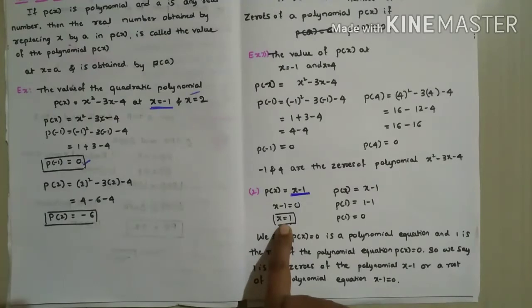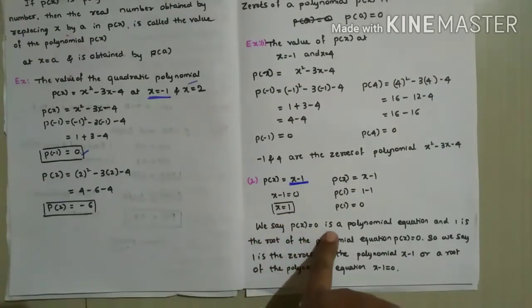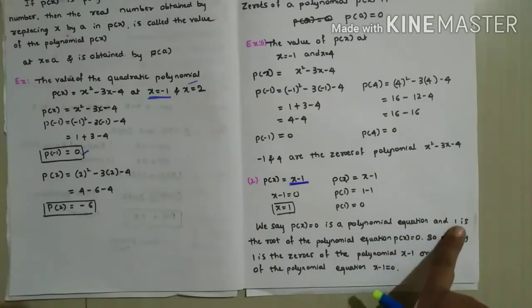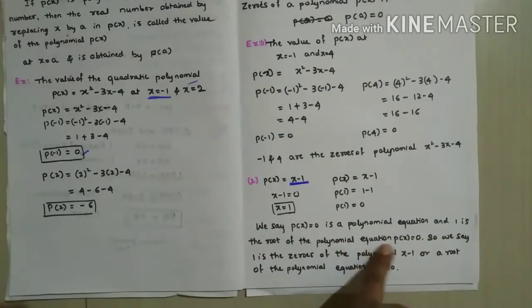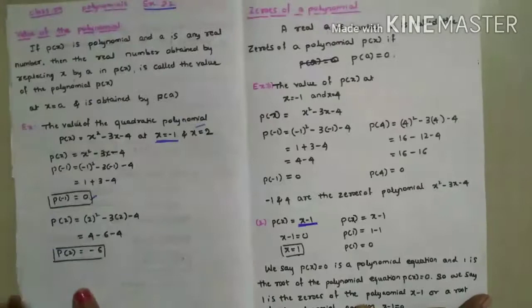This is also called a root of the polynomial. That only I have written here. We say p of x equal to 0 is a polynomial equation and 1 is a root of the polynomial equation p of x equal to 0. So we say 1 is a zero of the polynomial x minus 1, or a root of the polynomial. This is also called a root of the polynomial: zero of the polynomial or a root of the polynomial.